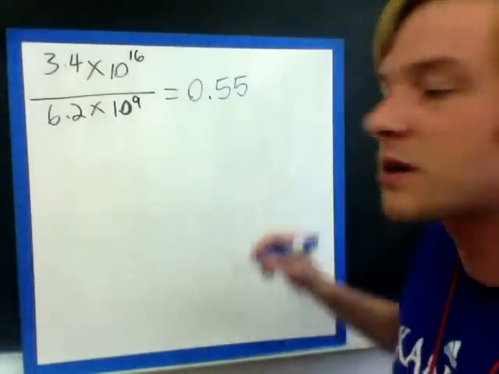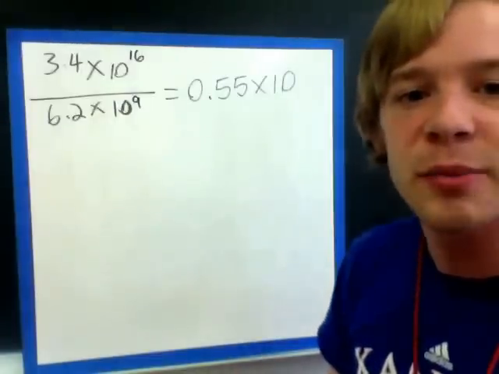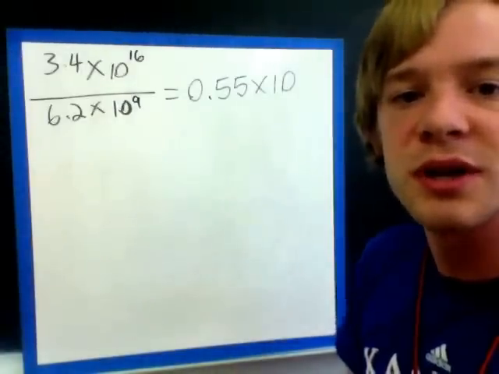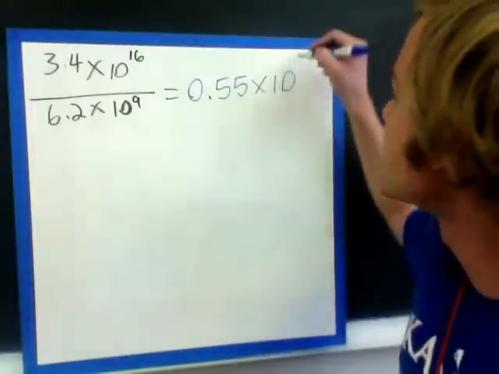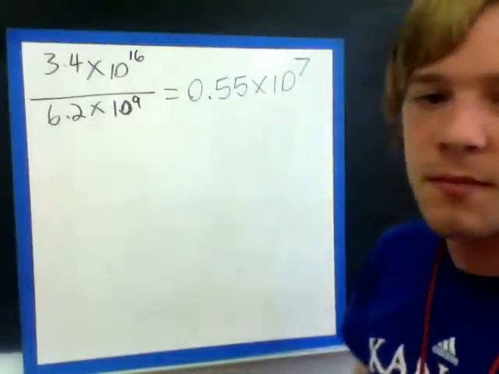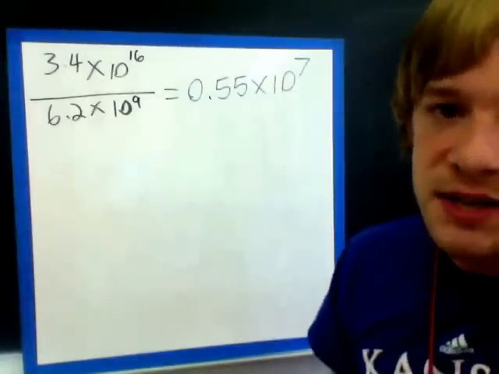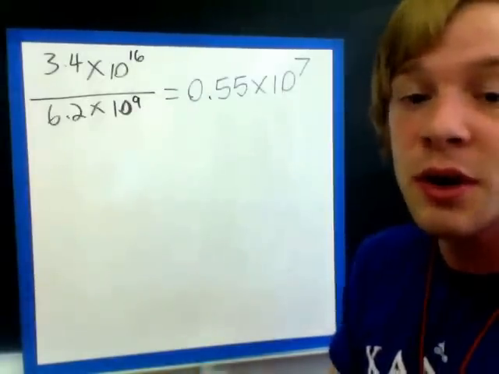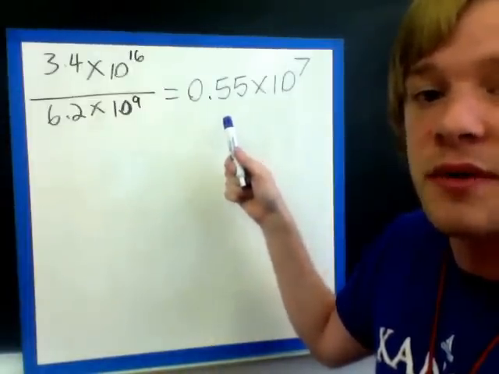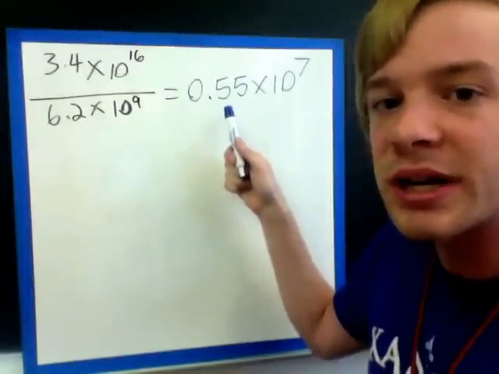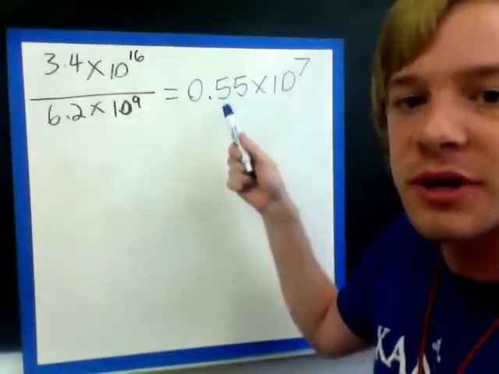We know we're going to have our times 10. And then we need our power. Well, in this case, we would do 16 minus 9, and that would give us positive 7. Now, if you remember your rules for scientific notation, it says we need a number between 1 and 10. Well, this number, 0.55, that's less than 1. That's about a half. So we need to move this so we have a number here that's between 1 and 10.